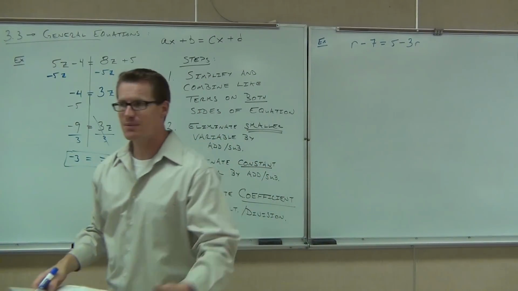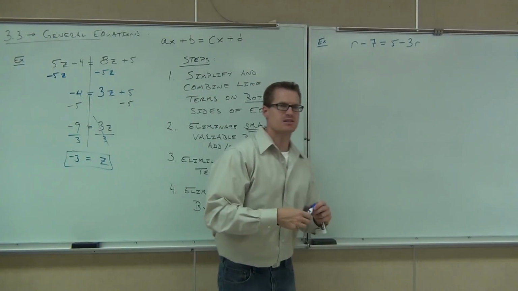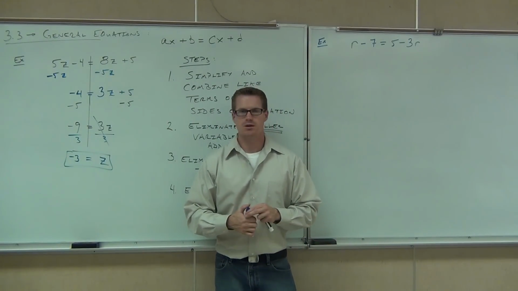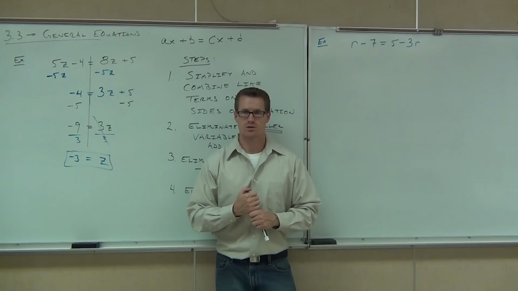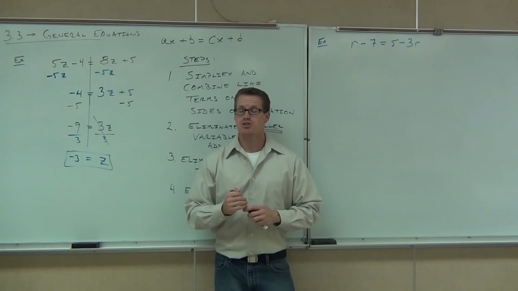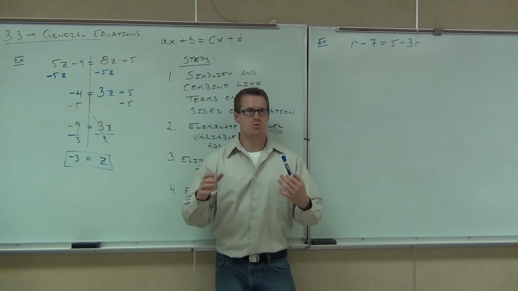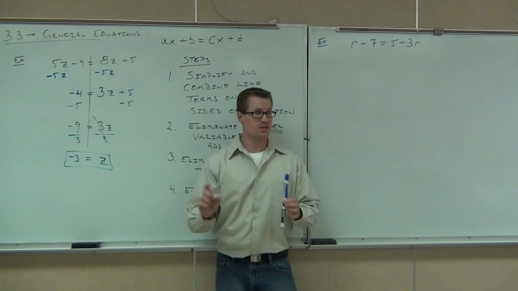I'm going to ask you the same few questions every time we do a problem today. First thing, do I have anything that I can simplify first? Nope, there's no parentheses. Are there any like terms? No. Why not? They're not on the same side. Very good, excellent, you're starting to see that. So my very first step should be to eliminate the smaller variable. Do you guys see the two variables?